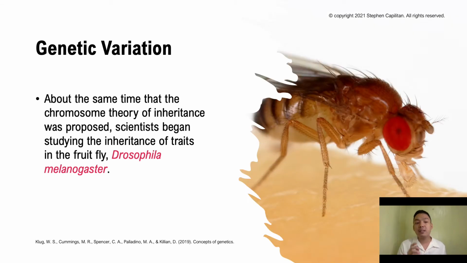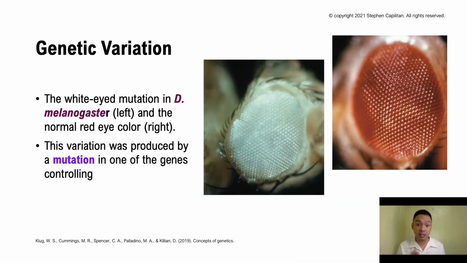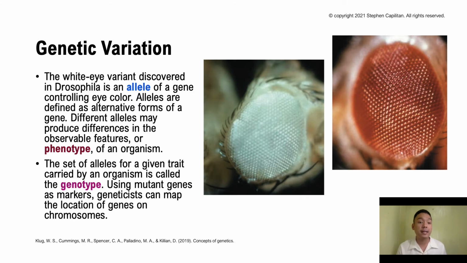About the time that the chromosome theory of inheritance was proposed, scientists began studying the inheritance of traits in the fruit fly, Drosophila melanogaster. And they found genetic variation. You can see in the photo on your left a white-eyed mutation and the normal red color on your right. This variation was produced by a mutation in one of the genes controlling the eye color of the fruit fly.